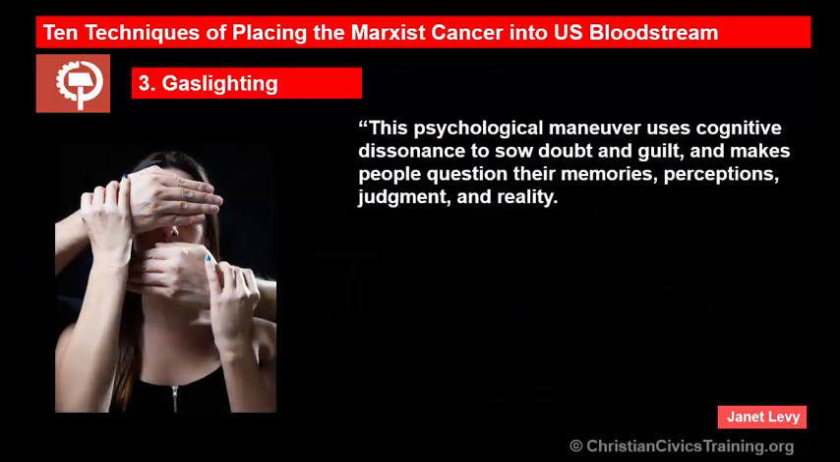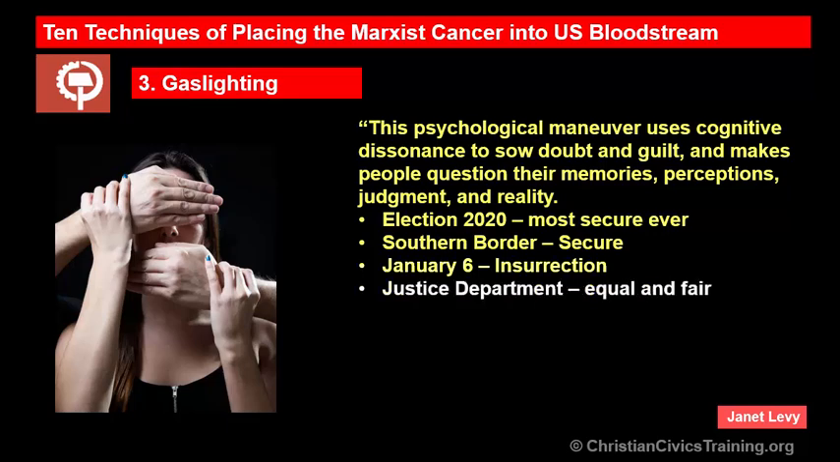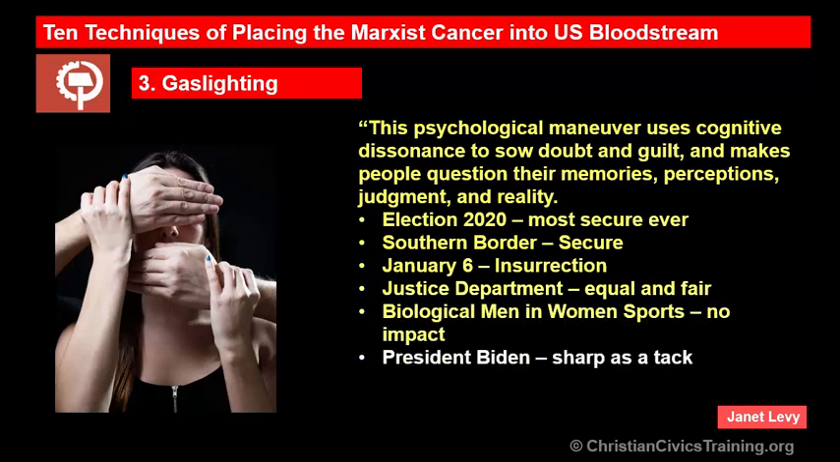What about gaslighting? This psychological maneuver uses cognitive dissonance to sow doubt and guilt and makes people question their memories, perceptions, judgment, and reality. Some examples. Election 2020 was the most secure ever. The southern border is secure. The January 6th event at the Capitol was an insurrection. The Justice Department actually is equal and fair. Biological men and women's sports, there's no impact. President Biden is sharp as a tack. Hunter Biden laptop is Russia disinformation. So that's the technique of gaslighting.